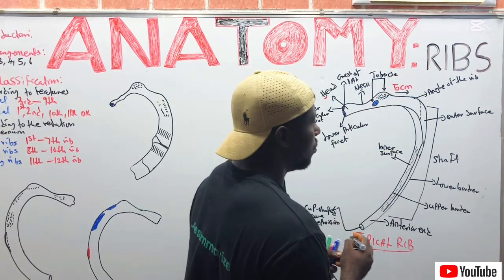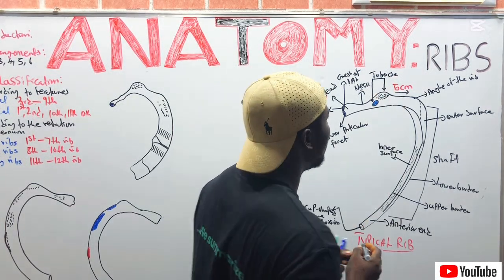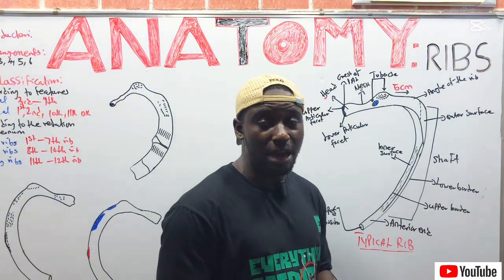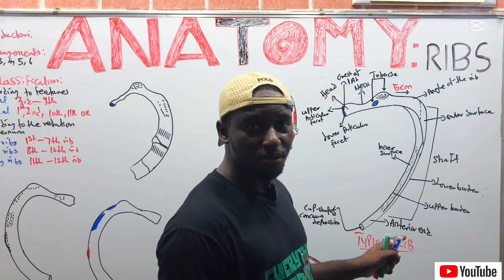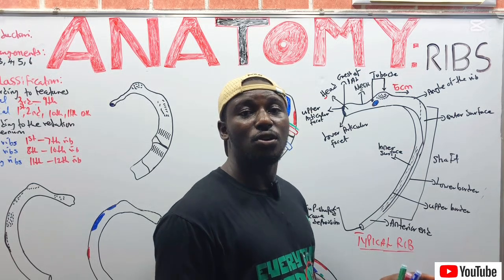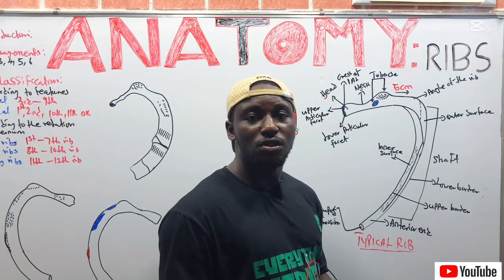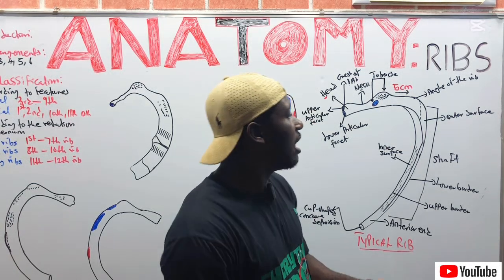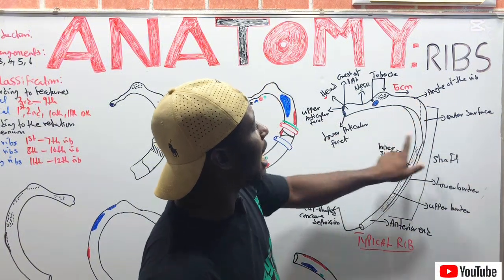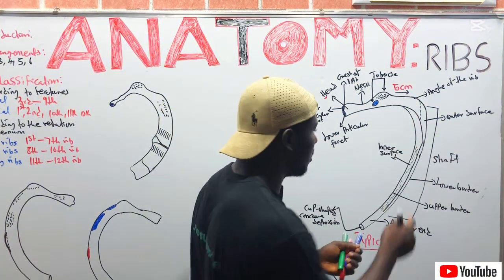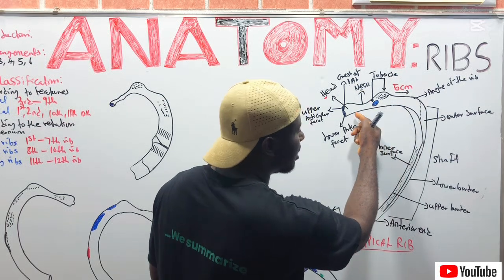The tubercle. Let's discuss the tubercle. The tubercle is an important feature of the typical rib. It is found on the outer surface, on the upper aspect of the outer surface. You can see it here.